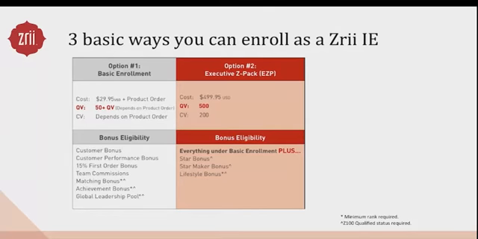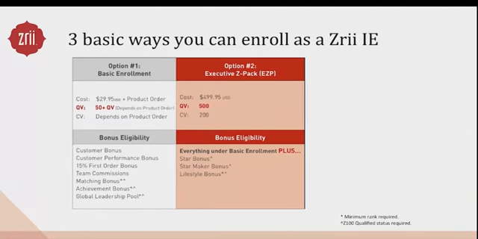This option carries 500 QV and gives you access to all of the bonuses under basic enrollment, plus 3 additional very important bonuses. A very important note, if you're going to duplicate using the Power of Two system, you'll want to capitalize on the Star and Star Maker bonuses. The best way to do this is by enrolling with an EZP or higher.